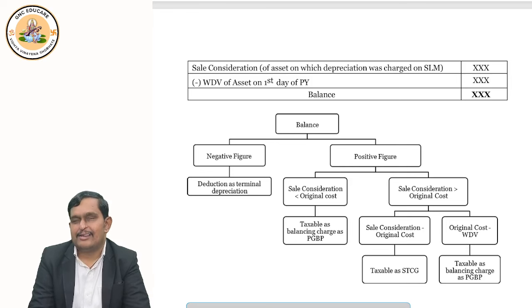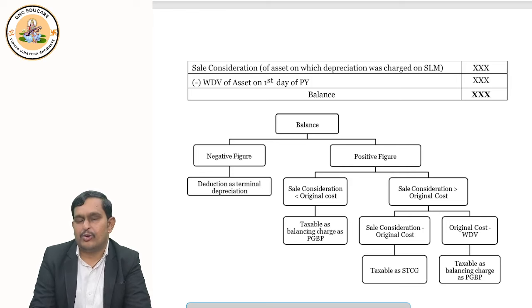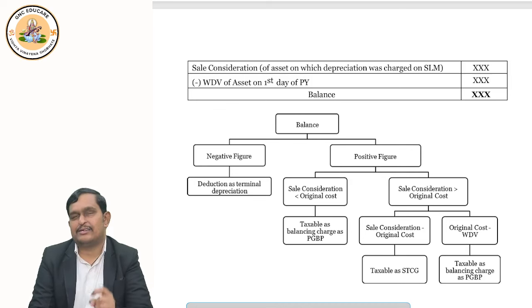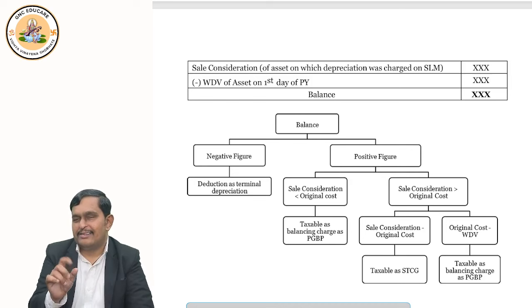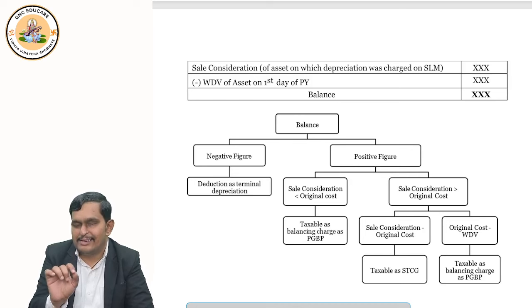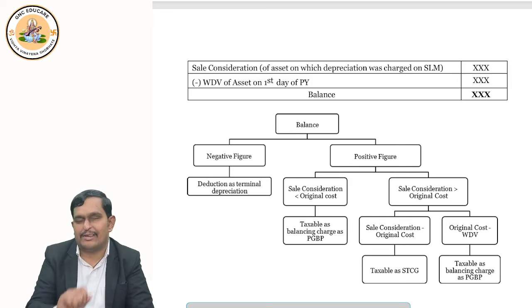So in that case, sale consideration is greater than original cost, then sale consideration minus WDV, that is 1 crore minus WDV of 60 lakhs, 40 lakhs is your balancing charge. Then this becomes your business income. So this will be treated as business income under section 41. I was telling you, you remember that there are two sections for income under PGBP, section 28 and section 41. So section 41 says this is balancing charge. It is income under section 41.